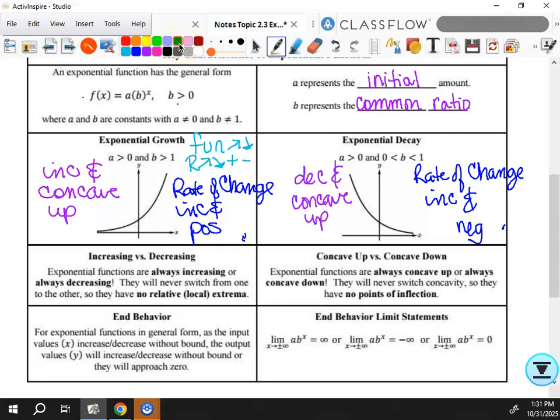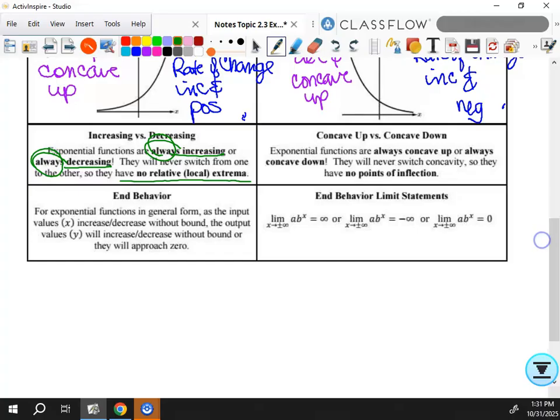All right, so exponential functions are always increasing or always decreasing, right? It's always one or the other, so there are no relative max or mins, no relative extrema. Same thing with the concavity. Always concave up or always concave down, so they have no points of inflection. Those just don't exist here.